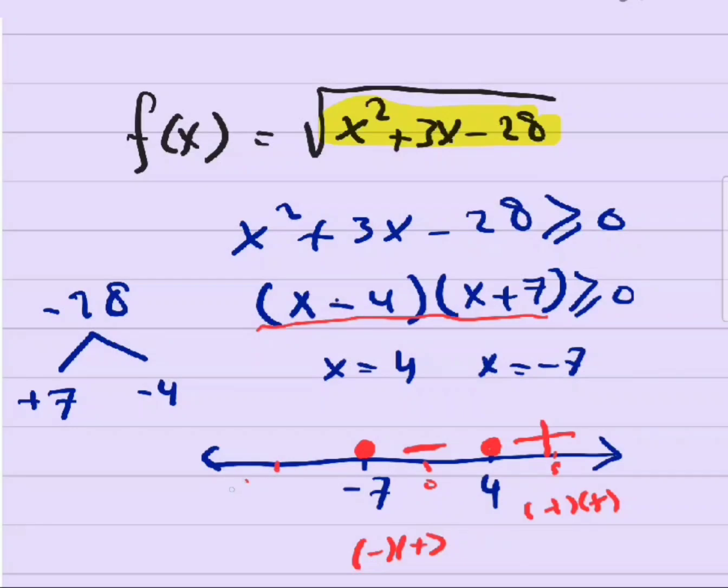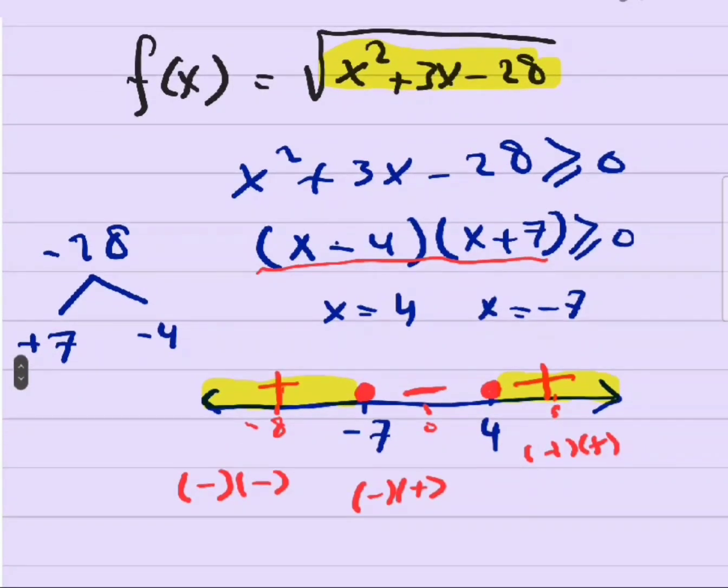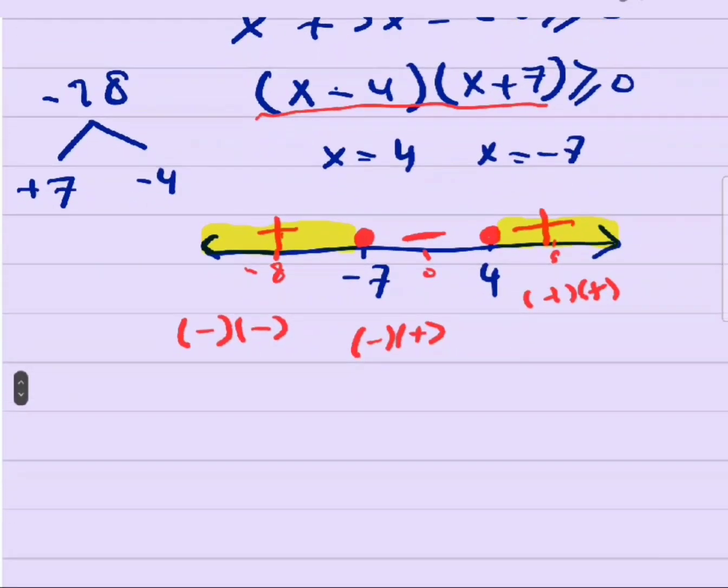Now, if we choose a number that's less than negative 7, like negative 8, negative 8 minus 4 is negative, negative 8 plus 7 is negative. When you multiply 2 negative numbers, you're going to get a positive result. Now, we can't have any negative numbers inside the square root symbol. So therefore, we're not going to have any solution in that region. So therefore, we should only shade the positive regions.